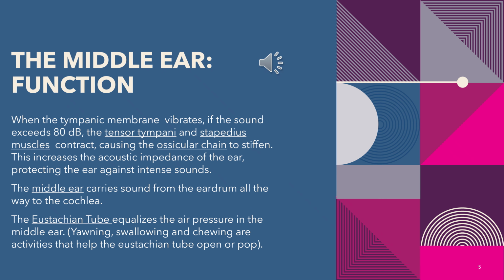The middle ear function. When the tympanic membrane vibrates, if the sound exceeds 80 decibels, the tensor tympani and stapedius muscles contract, causing the ossicular chain to stiffen. This increases the acoustic impedance of the ear, protecting the ear against intense sounds. The middle ear carries sound from the eardrum all the way to the cochlea. The eustachian tube equalizes the pressure in the middle ear. Yawning, swallowing, and chewing are activities that help the eustachian tube open up or pop.